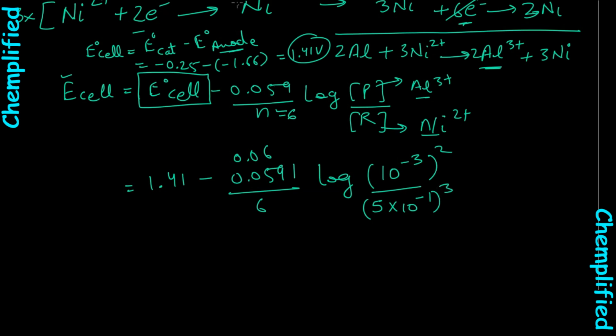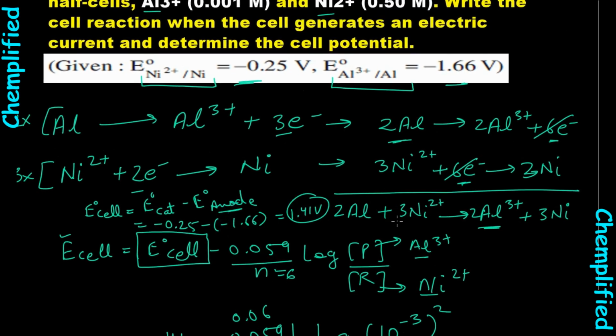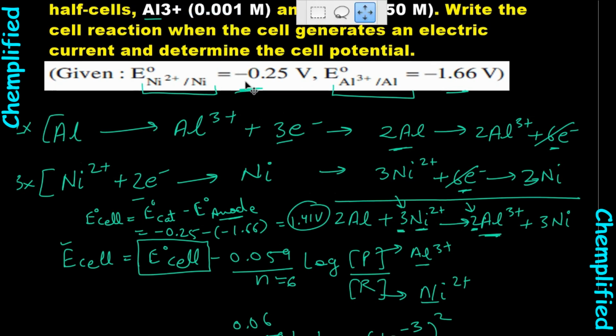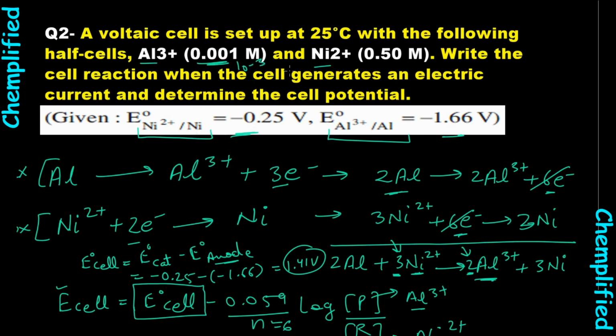Why we are doing it? Let's take a look. In the cell reaction, if you look, nickel has a coefficient of 3 and aluminium has a coefficient of 2. So wherever you write the concentration of aluminium, you raise it to the power of 2, and wherever you write the value of nickel, you raise it to the power of 3. Alright. Now in the equation the value given is 0.001, which is approximately equal to 10 to the power minus 3, and this 0.5 you can write as 5 into 10 to the power minus 1, right?